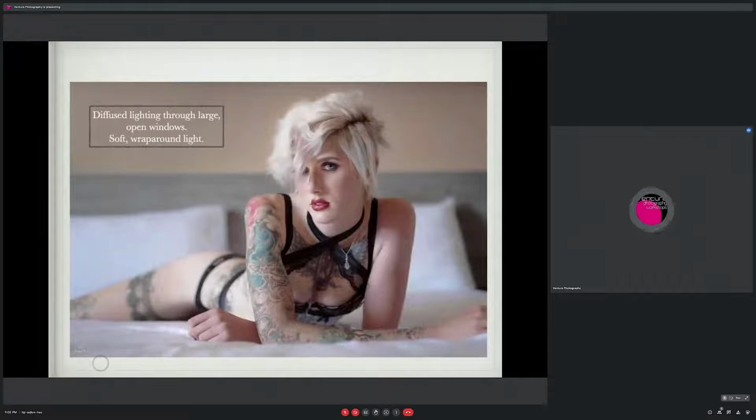Open the windows massively. Rather than closing the curtains in, pull the windows back. You get a very, very large light source, diffusing the light through those windows, and that's the soft wraparound light that we're talking about. So even though there's light and shadow on her face, for example, and on her body, you can see that the shadows are not really dark because the light wraps right around.